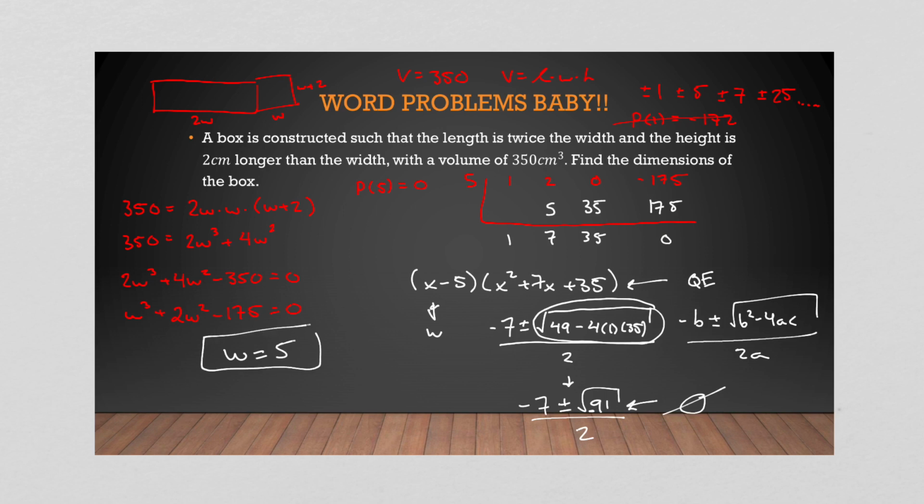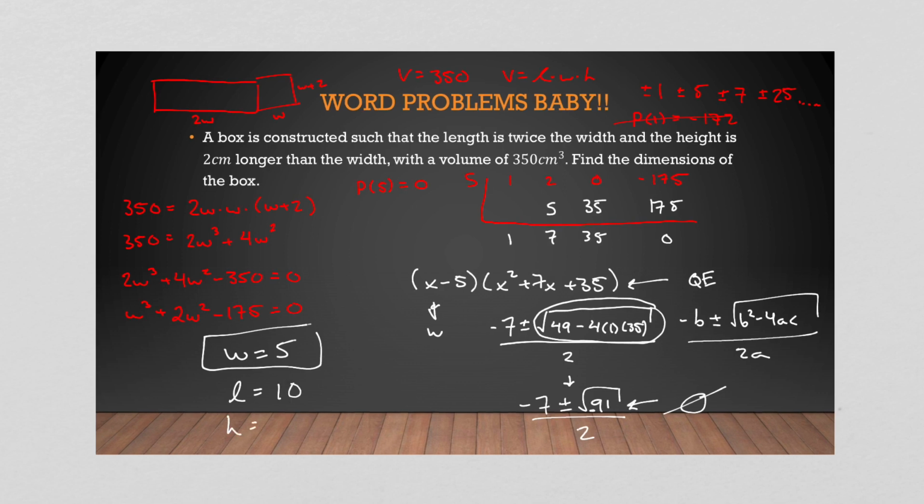The width of the box is 5, which means the length is twice that, 10, and the height is 2 plus that, 7. And just like that, you've solved all sides of the box given only one dimension, which was the volume. So there you go. This is going to be one of your general questions. You're going to see stuff like that.